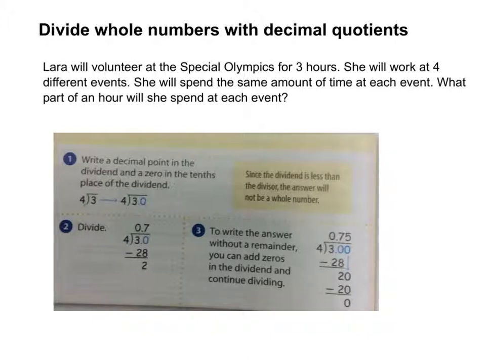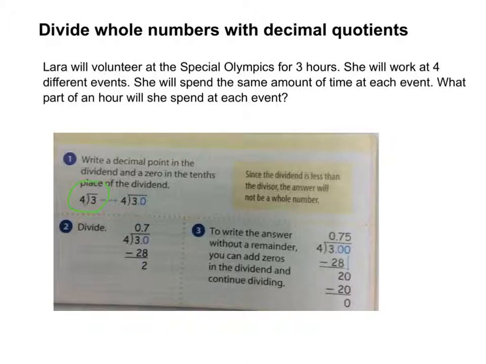4. So, I'm going to use my laser pointer this time. Okay, so we know that the equation is 3 hours, right? And then she needs to divide it by 4 different events. So it's 3 divided by 4, right? So how many times does 4 go into 3? Can we do 3 divided by 4?